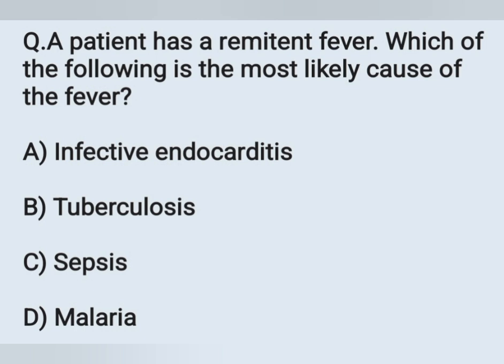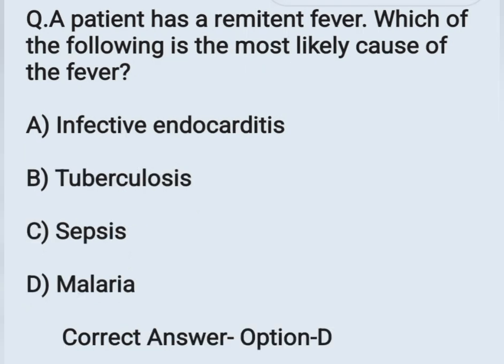Remittent fever means the fever which has variation, like more than 2 degrees between morning and evening, but it will not reach the normal. That is known as remittent fever. This remittent fever is seen in case of malaria. Option D is the correct answer.